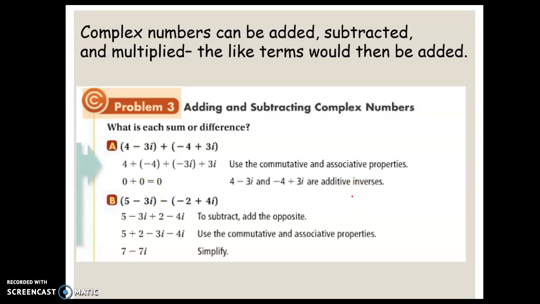Okay? On this one, we have a negative, so that's going to affect all of your signs back here. So 5 minus 3i stays the same. Then when you have a negative 2, it's going to be a positive 2. And a negative positive 4i is going to be a negative 4i. So 5 plus 2, and negative 3i minus 4i. The real part is 7. And negative 3i minus 4i is negative 7i. Okay?